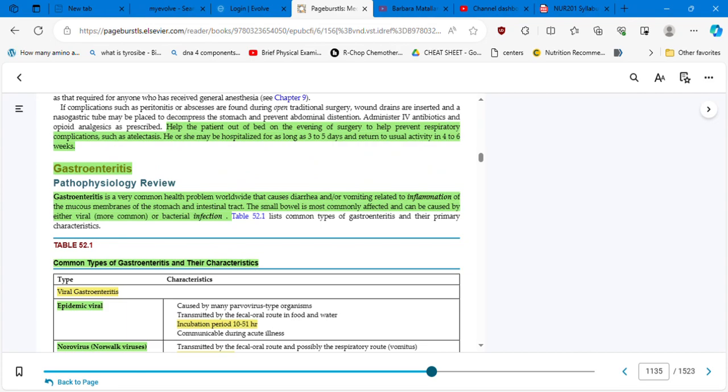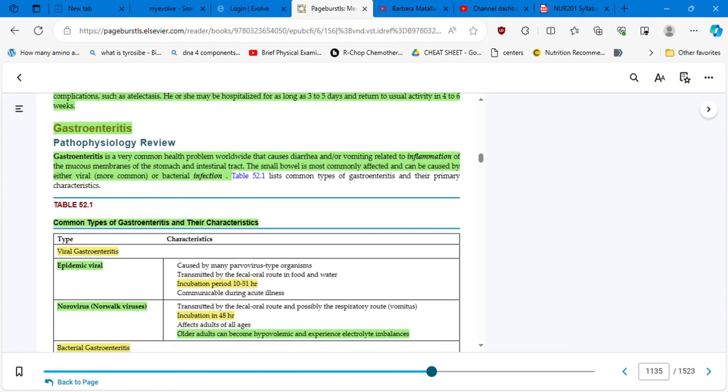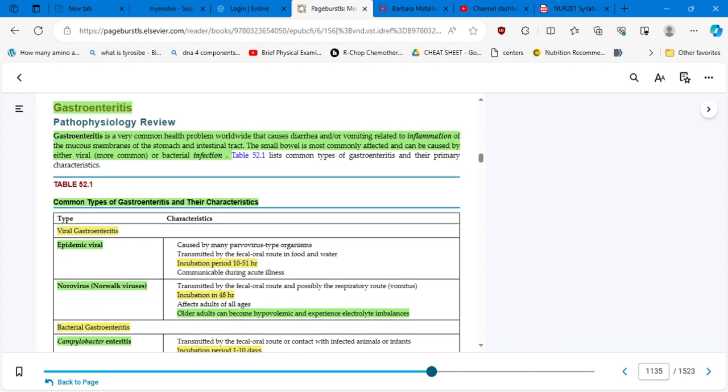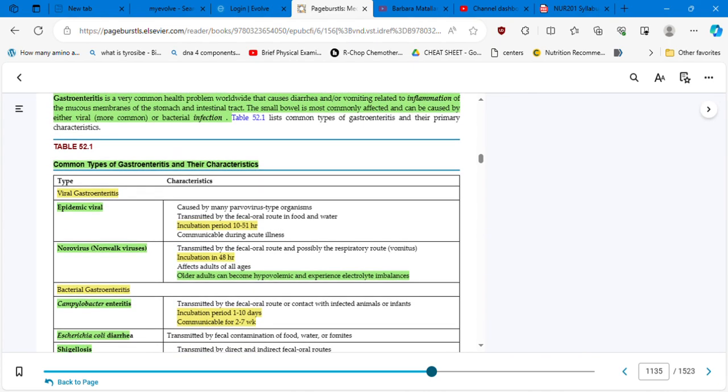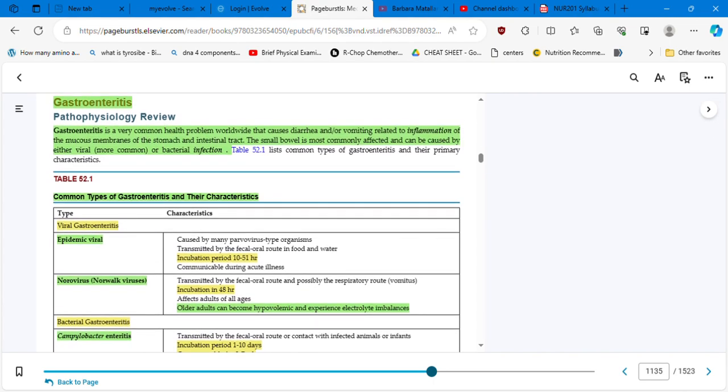Okay, let's continue with gastroenteritis. Gastroenteritis is a very common health problem worldwide that causes diarrhea and or vomiting related to inflammation of the mucous membranes of the stomach and intestinal tract. The small bowel is most commonly affected and it can be caused by either viral, more common, or bacterial, right? So gastroenteritis: viral or bacterial infection.